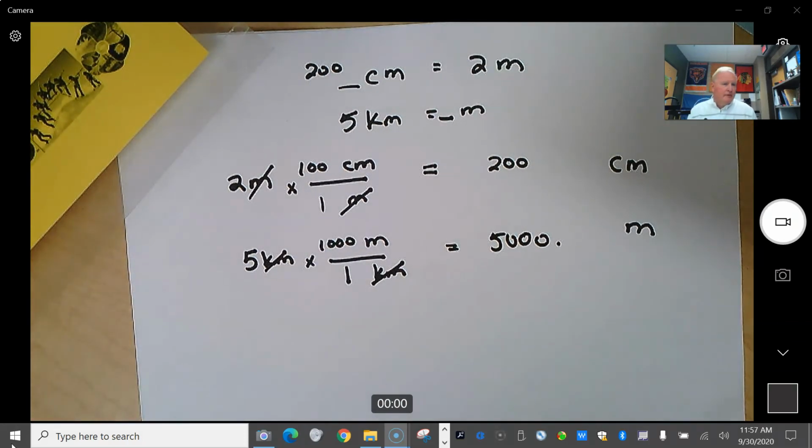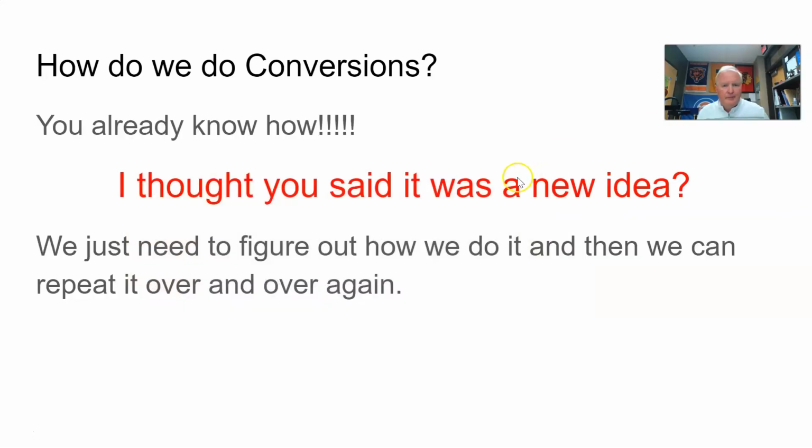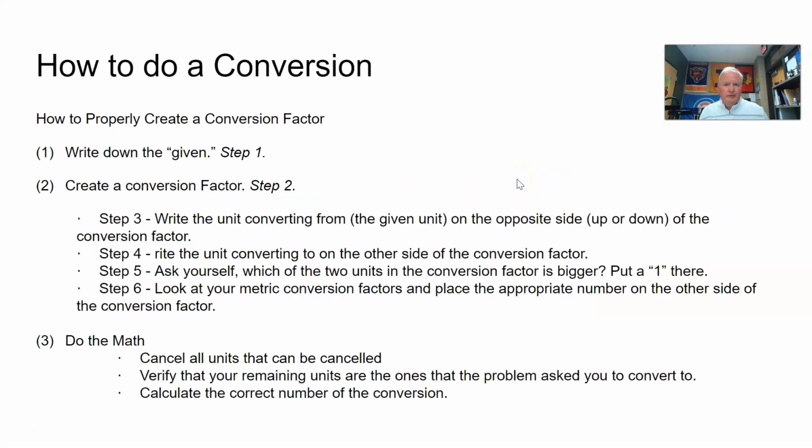All right? So let me just make sure that I do the problems that I've got up here. We're going to do some examples. So here's our steps. And so you have it in a slide. Step 1, write down your given. Step 2, create a conversion factor, which is just write down a line. Step 3, write down the unit that you're converting from, the one you want to get rid of. Put that on the bottom or the top, depending on which way we're doing this.